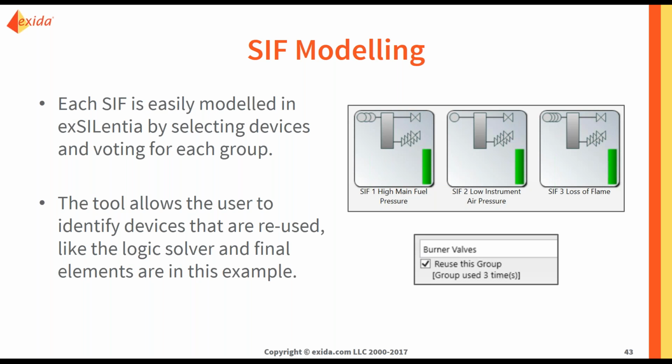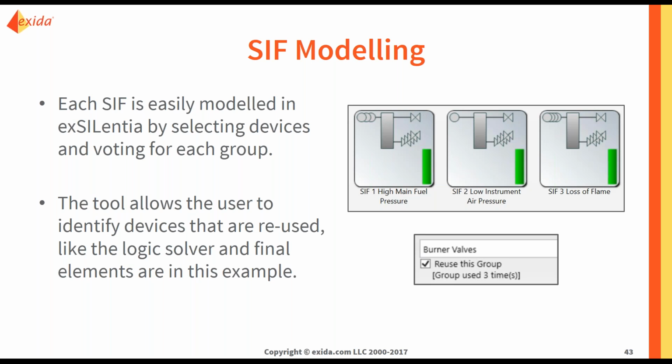The tool allows the users to identify devices that are reused. So in this case, the logic solver and all 5 final elements are being reused. I have a small screenshot here of the burner valves, which is our 4 out of 4 configuration, and how I check the reuse this group checkbox. And the tool actually notes that this group is used 3 times, which is correct because it's used for all 3 of these SIFs.